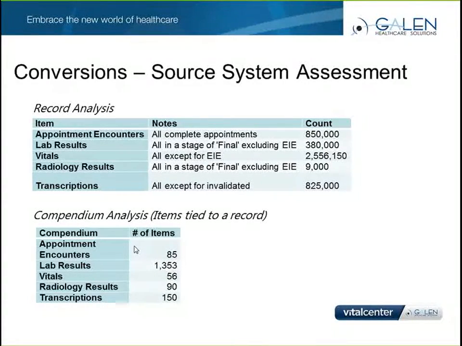Also, we look at compendium analysis. What are the counts for the different types of encounters or different types of lab results or vitals or radiology results? That variability allows us to scope out what the effort is going to be in mapping that data from one system to another.